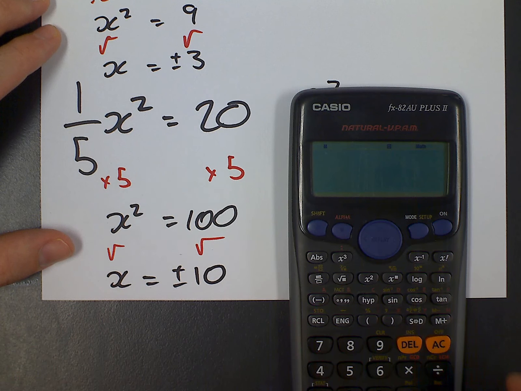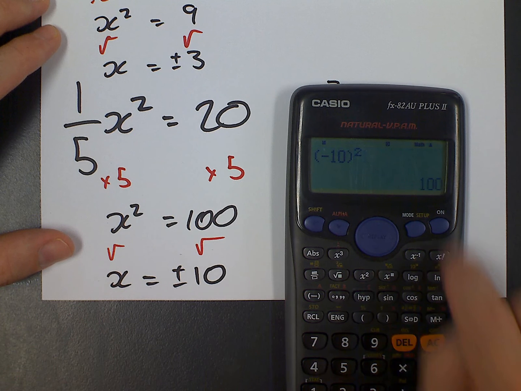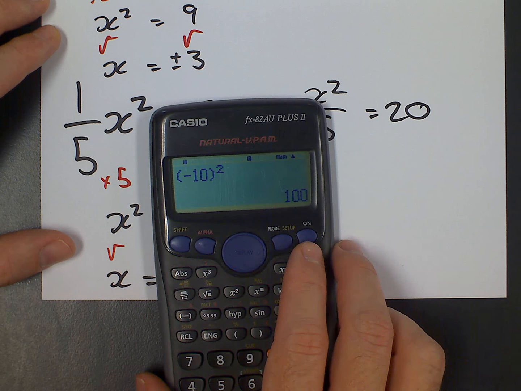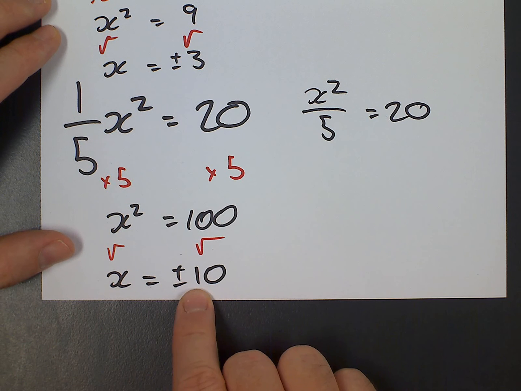And let's just double check that. 10 times 10 equals 100. Negative 10 squared also equals 100. So yes, it is plus and minus 10.